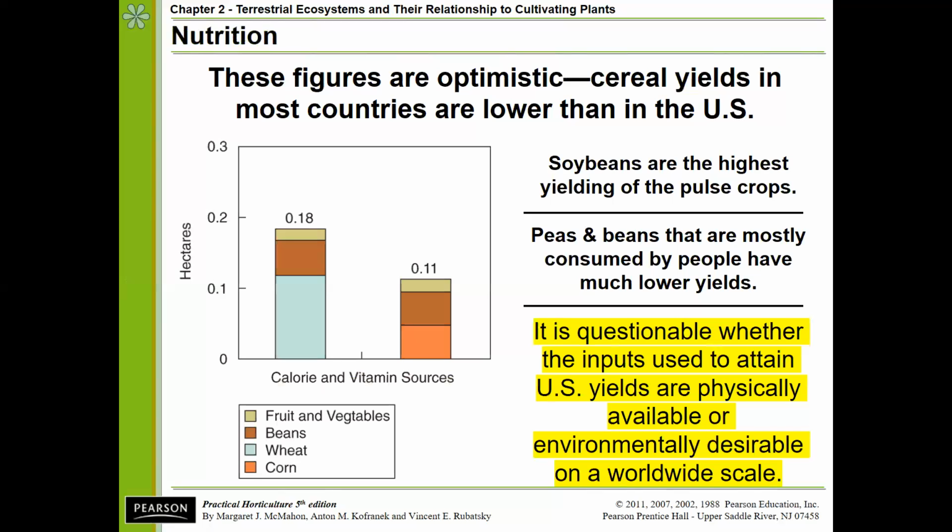Also looking at the yields of crops, on our level in the United States, we are able to achieve higher yields because of the inputs that we have access to. In other parts of the world, they don't necessarily have access to these inputs, or they might not be environmentally desirable to use on a worldwide scale. So that's just something to look at. And really thinking about that, we have a lot of environmental consequences as a result.